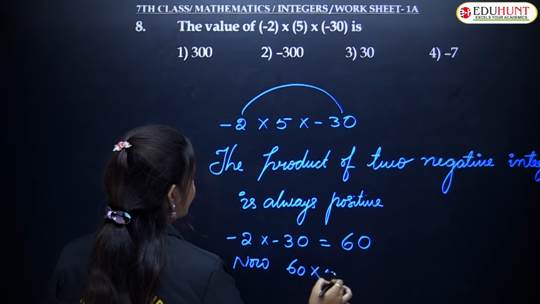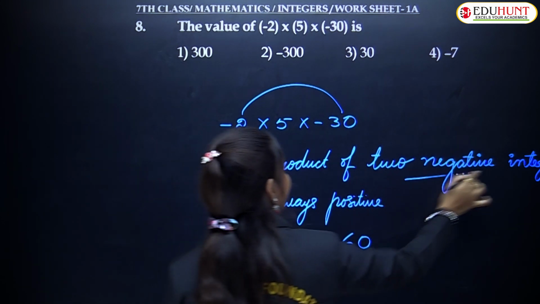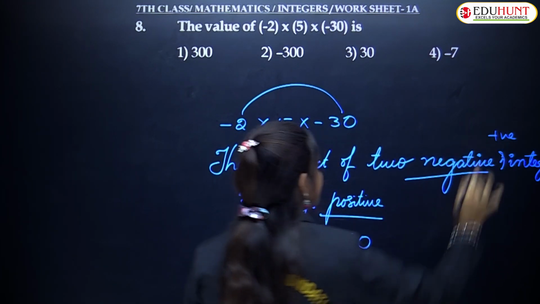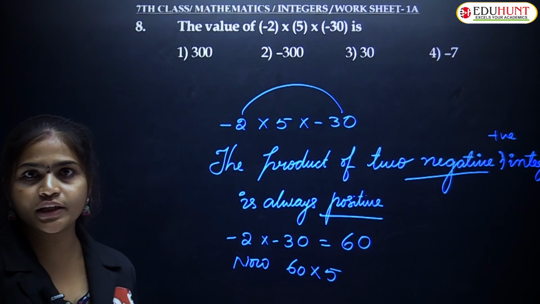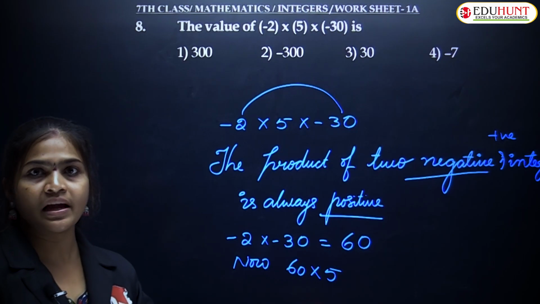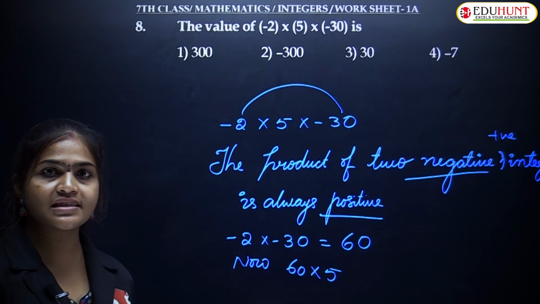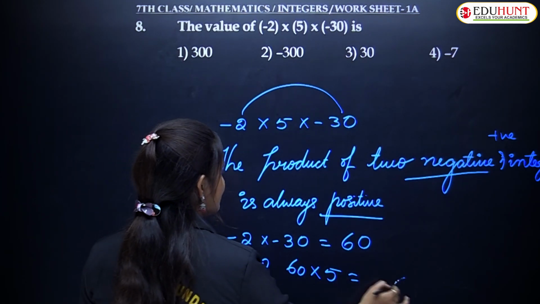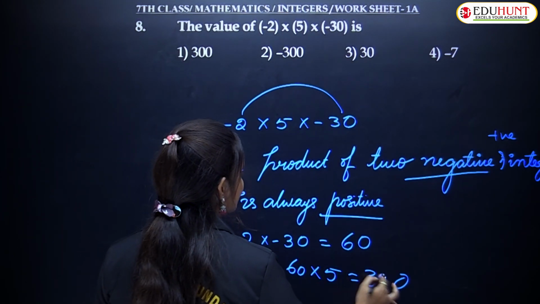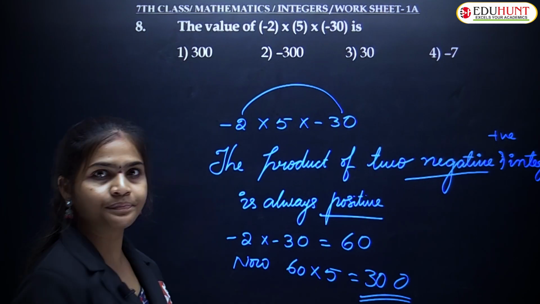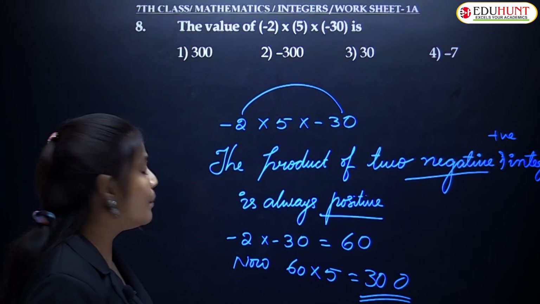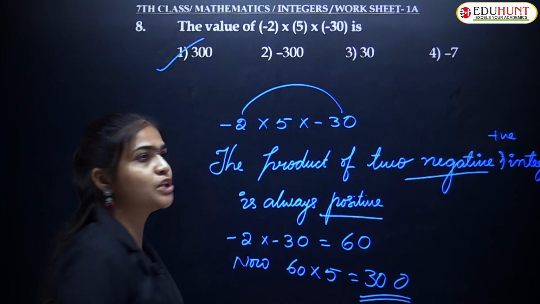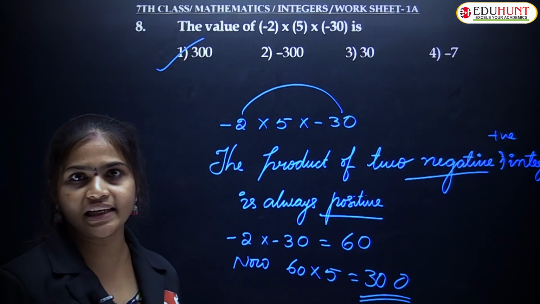Now 60 into 5. The product of two negative integers is always positive, and in the same way the product of two positive integers is also positive. That equals 5 sixes are 30, so the value is 300. The answer is 300. Positive or negative? Positive. So which option is correct here? Option 1 is correct. That is positive 300.